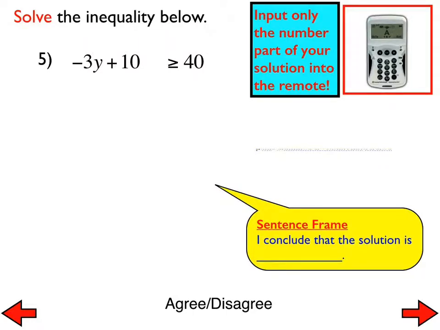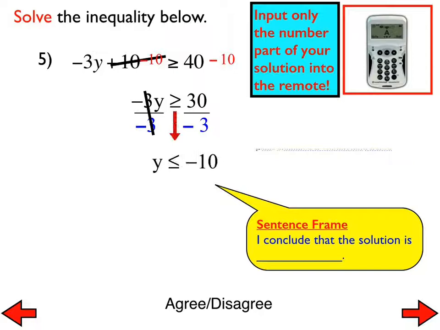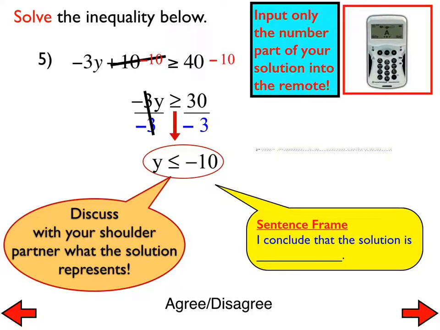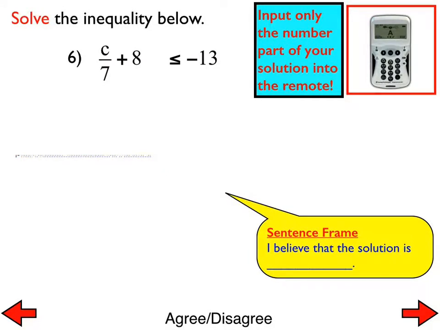All right, we should have subtracted 10 from both sides, then divided both sides by negative 3, which means we have to flip the inequality symbol. I concluded that the solution is y is less than or equal to negative 10. That is what you should have for the solution. And you should have talked about numbers like negative 10, negative 11, negative 12, negative 10 and lower. Okay? All right, let's go to number 6. Same exact kind of thing. Solve it first. I'll let you know when you can start inputting numbers into your remote.